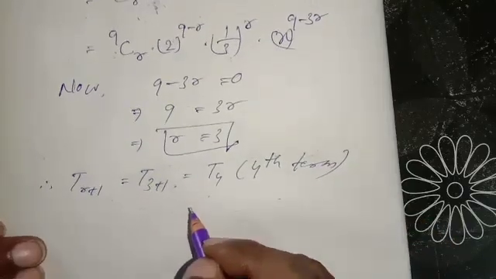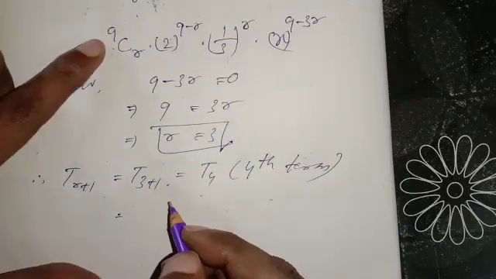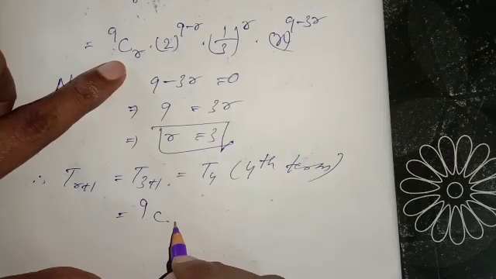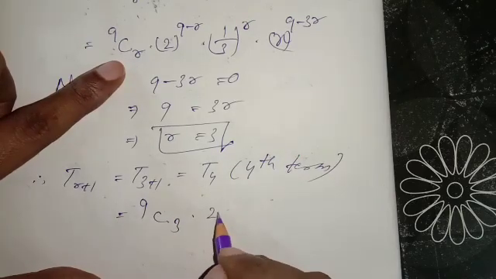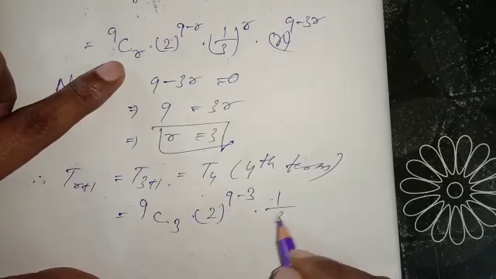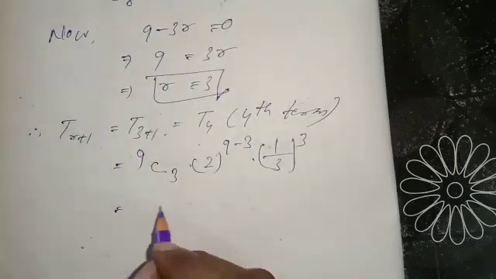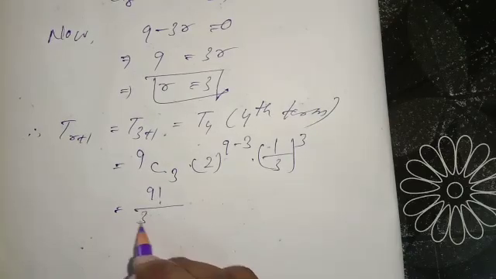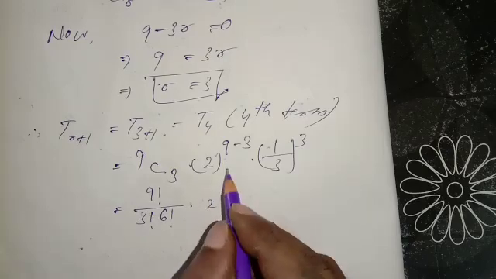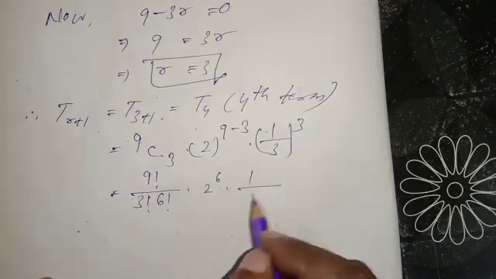is independent of x. Now this term you have to find out. As for the formula, you got 9Cr. What is the value of r? That is 3. Then 2 to the power 9 minus r, r means 3. Again (1/3) whole to the power r, r means 3. This will be 9 factorial over 3 factorial times (9 minus 3), that is 6 factorial. This will be 2 to the power 6, and here (1/3) to the power 3, that is 1/27.